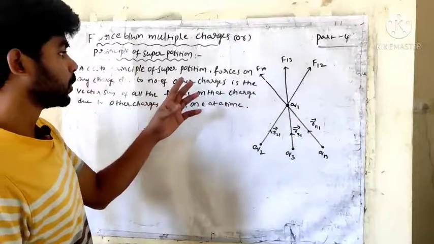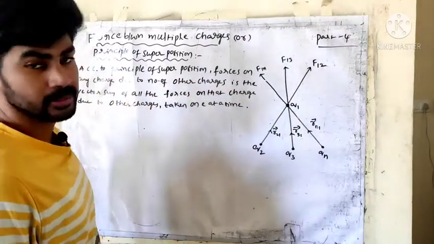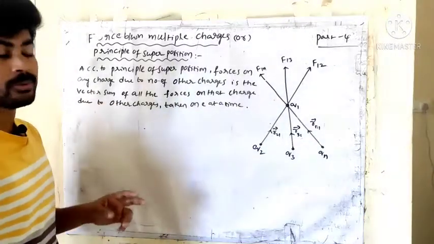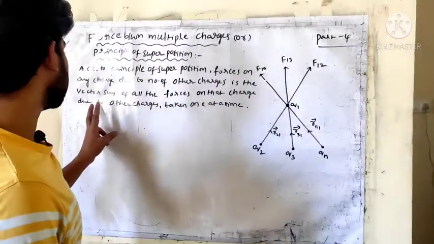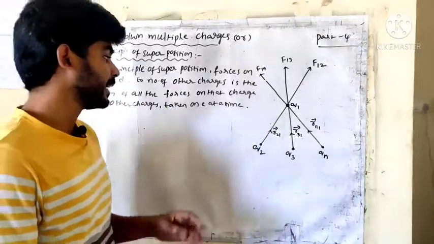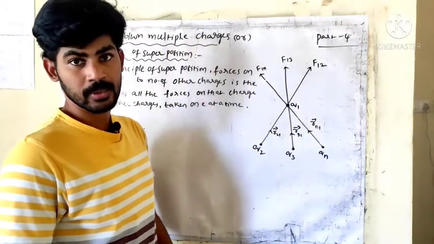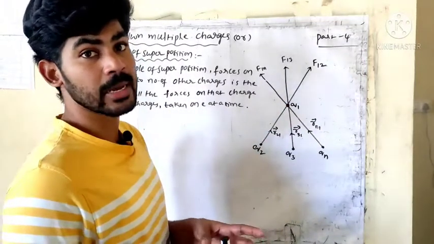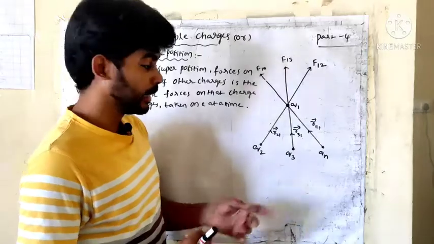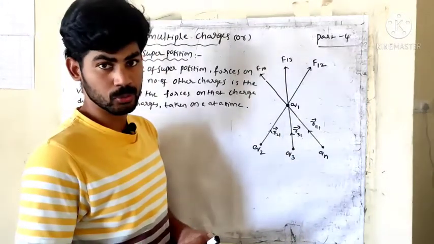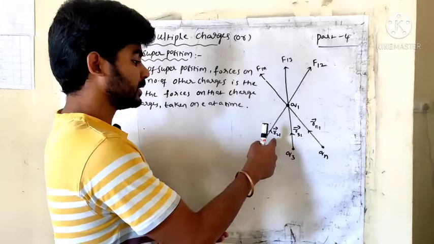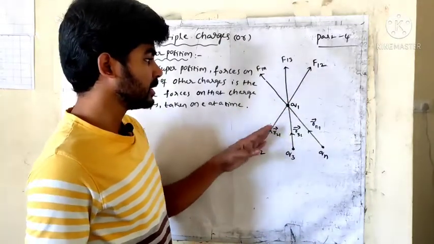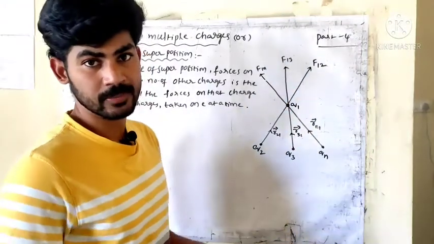According to the principle of superposition, the force on any charge due to a number of other charges is the vector sum of all the forces on that charge due to the other charges, taken one at a time. Here we have to use vector notation because the electrostatic force has a particular direction, and I am also taking position vectors. This vector notation does not affect the other charges.